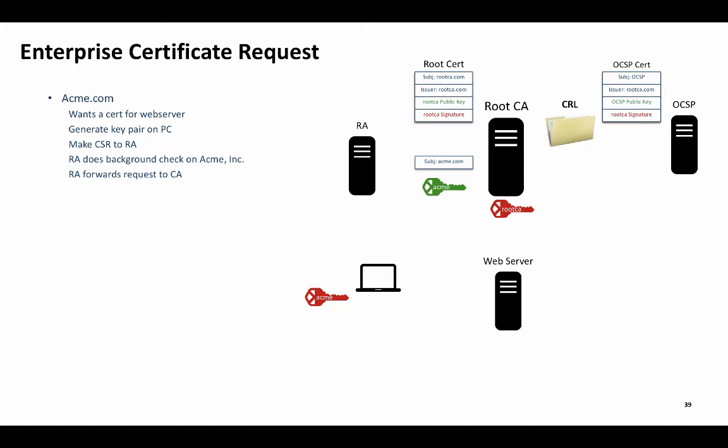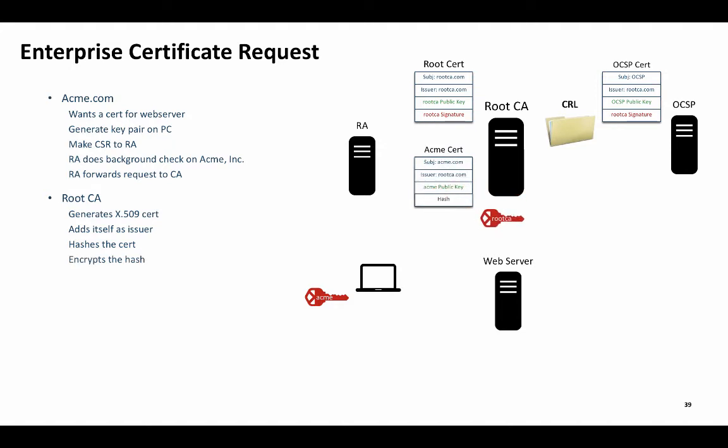The certificate authority creates an X509 certificate, adding the subject and the subject's public key, adds the issuer's information and a number of other fields, hashes the entire certificate, and encrypts the hash with its private key to make the certificate cryptographically chained to the root CA. The certificate is then returned to the requester.